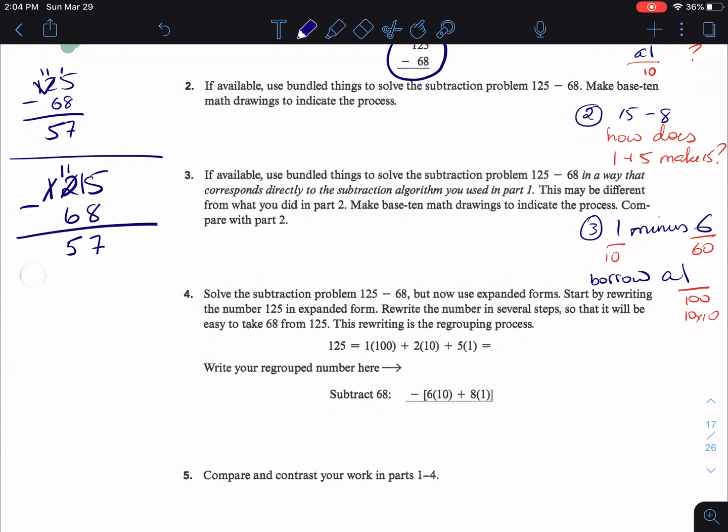My answer is 57. Now notice this kind of verbalization, this kind of narrative connects to what the students know from base 10 blocks, and they can visualize what's happening. It's not just a leap of faith, and it's not magic.